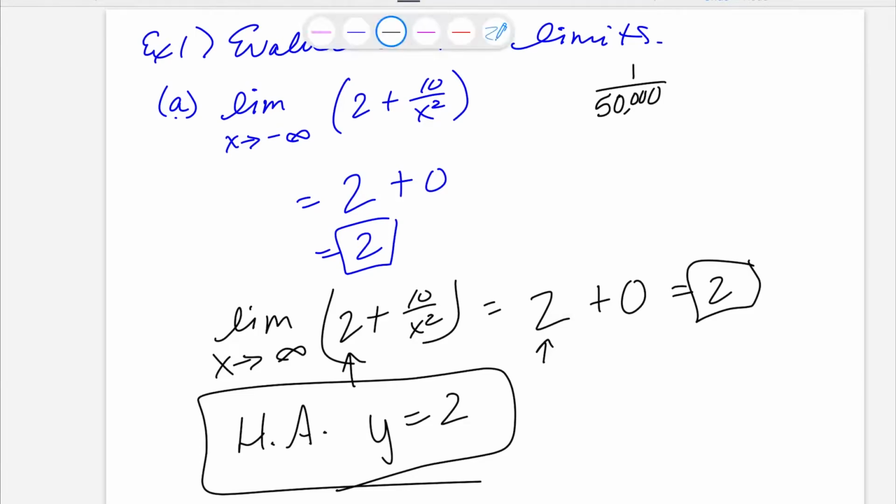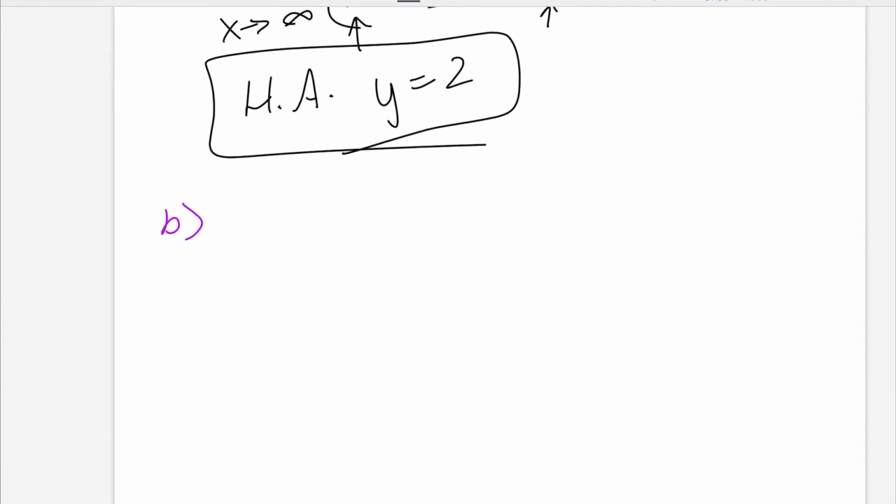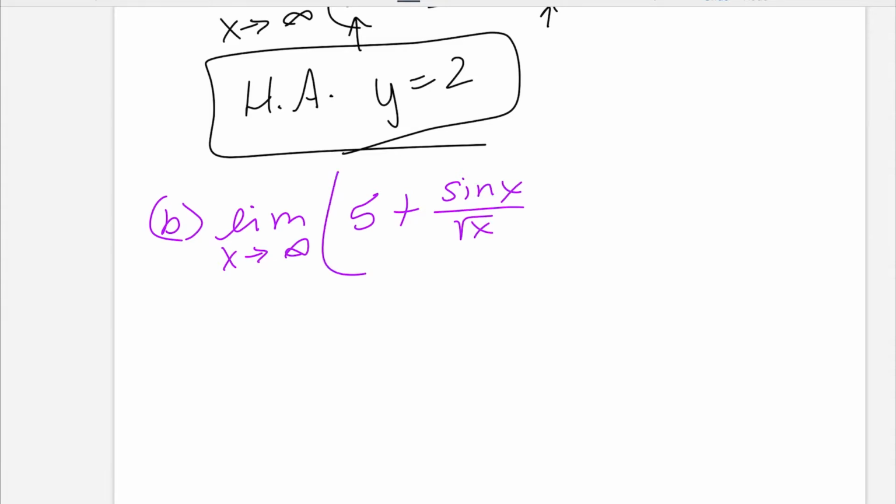Okay, let's do another one. Again, we're evaluating the limit. I'm taking the limit as x approaches infinity of 5 plus the sine of x over the square root of x, the whole thing. Yeah, so 5 is 5, right? Because that's our very first one that we have, and so that's good.